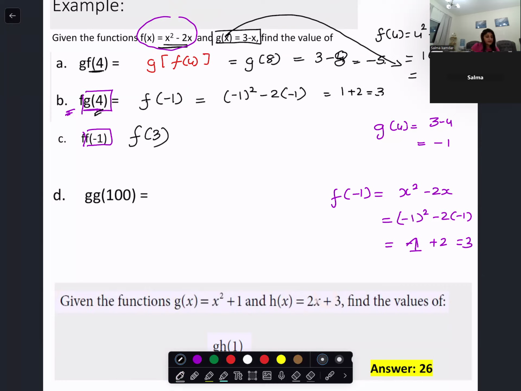So I want f of 3. Now f of 3 would be 3 square minus 2 times 3. That is 9 minus 6. That would make it 3.